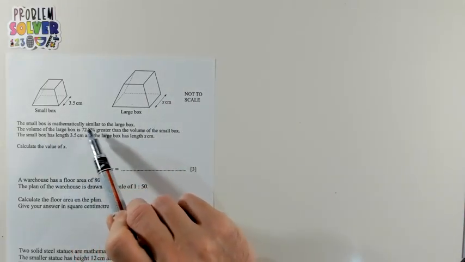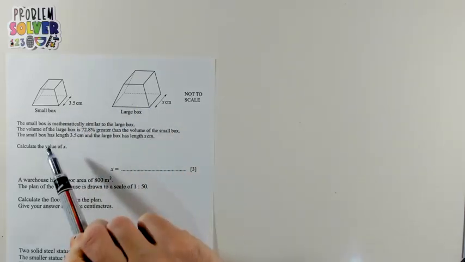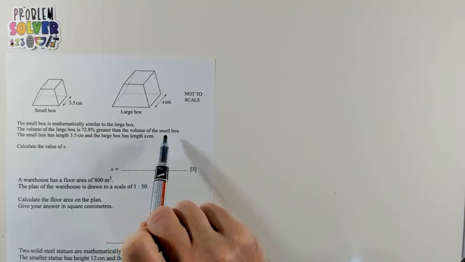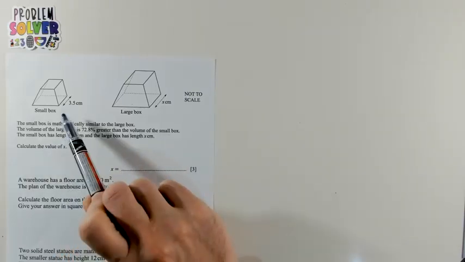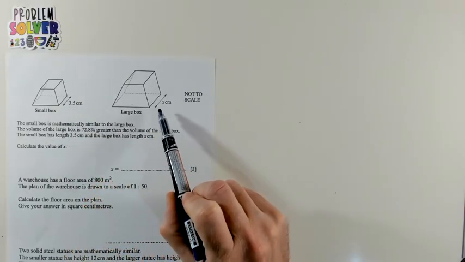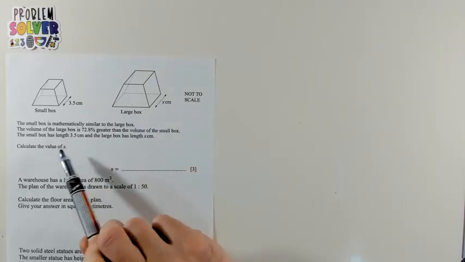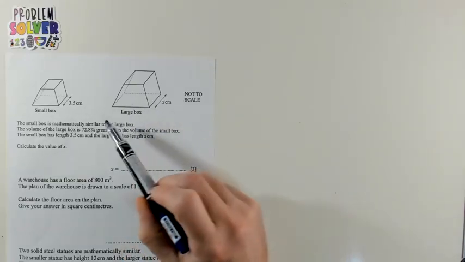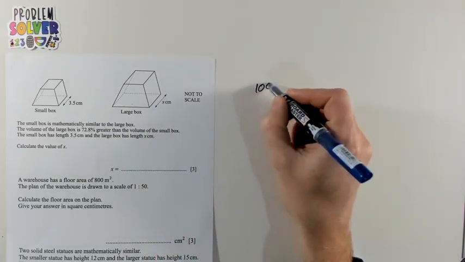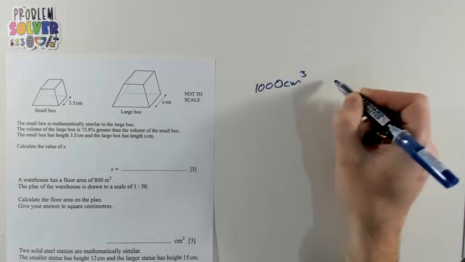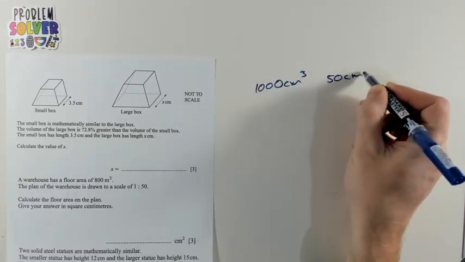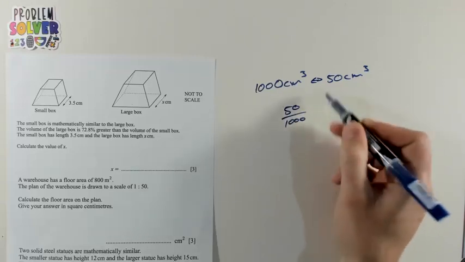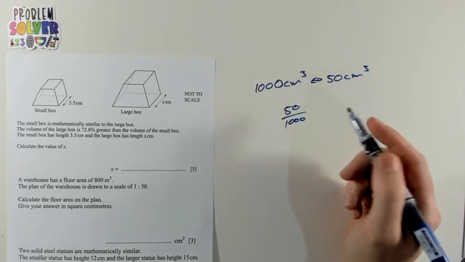The small box is mathematically similar to the large box. They say the volume of the large box is 72.8% greater than the volume of the small box. The small box has a length of 3.5 and the large box has a length of x. Calculate the value of x. Usually when we have volumes, they might give a volume like 1,000 cubic centimeters, and another one maybe 50 cubic centimeters, and then we would compare these two by either writing 50 over 1,000 or 1,000 over 50, depending on if you want to go bigger or smaller.